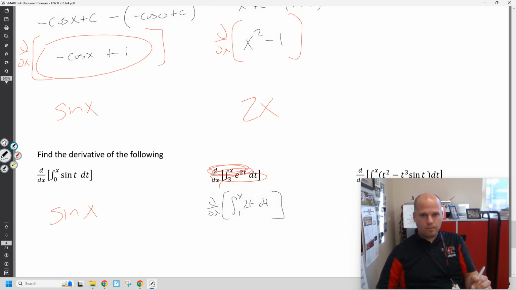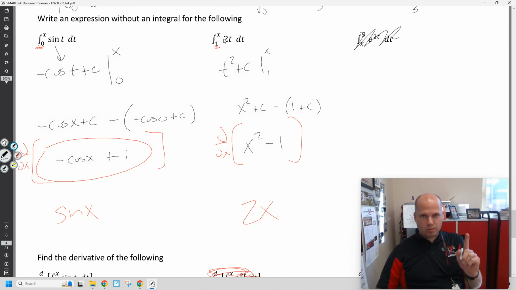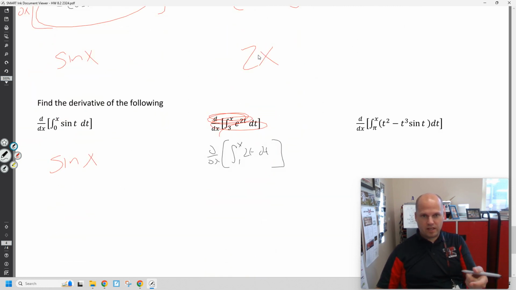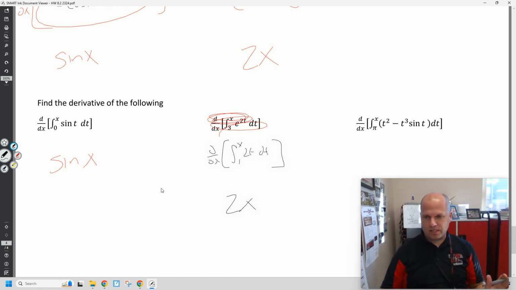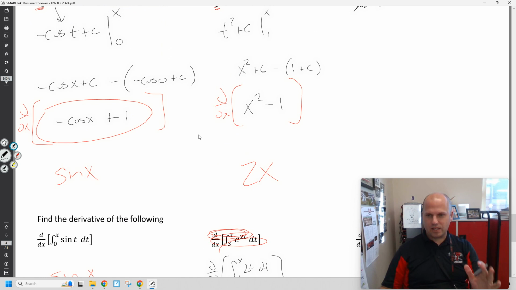And it's like, well, I wrote an expression. It was x squared minus 1. This is me taking an antiderivative. You take a derivative of an antiderivative, like the integral is going to go away. It's replacing the t's with x's. It should make sense. It's kind of complicated to look at this.